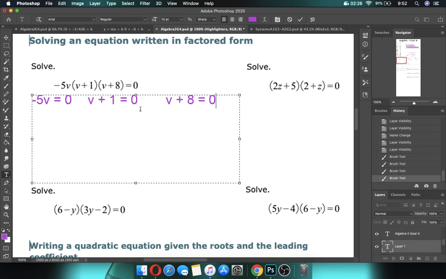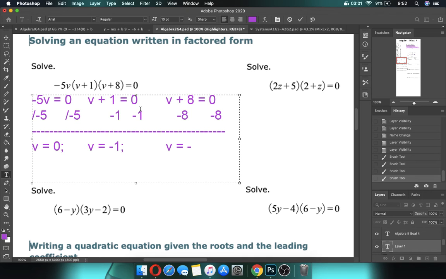Every single one of these is pitifully simple to solve. For this one, we're just going to divide by negative 5 on one side, and then divide by negative 5 on the other. Over here, we subtract 1 on one side, and then subtract 1 on the other. Over here, we subtract 8 on one side, and then the other. And what are we left with? All of your answers for this particular problem. You're going to be left with v equals 0, v equals negative 1, and v equals negative 8.